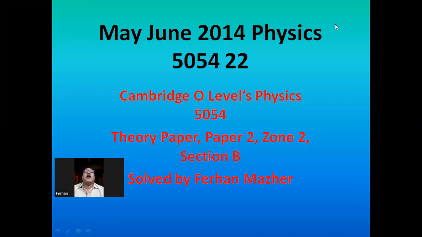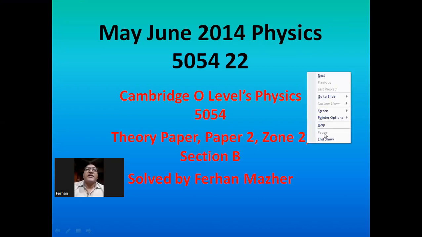Today, we have set our hearts to solve a theory paper, and we have selected the May-June 2014 2-2 paper. This paper belongs to Zone 2, or you can say Variant 2. We have already done a video on this paper and solved Section A in that video. Today in this video, we are going to attempt Section B of this paper. Section B has 3 questions and we will solve them. So hopefully you will enjoy this video and you will learn from it. So let's start today's paper.